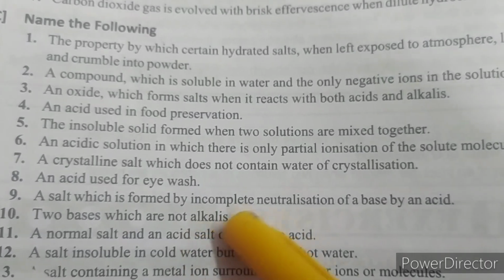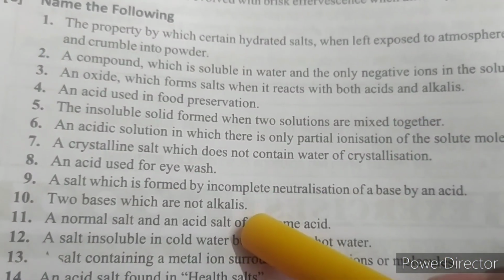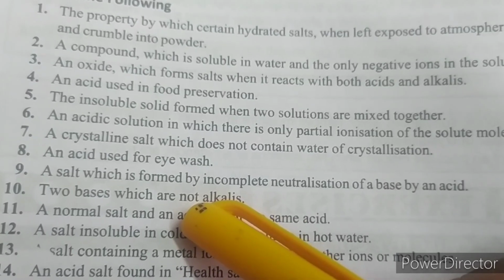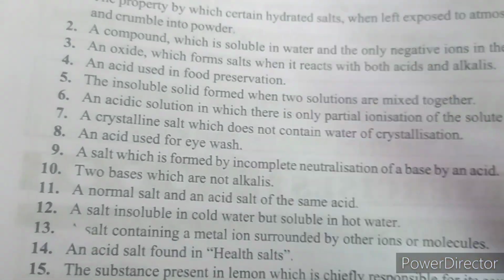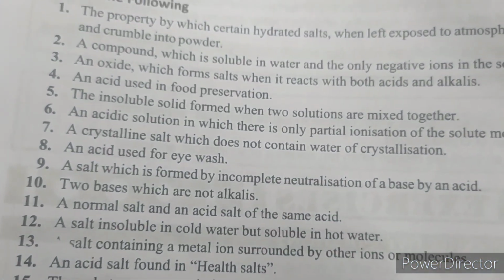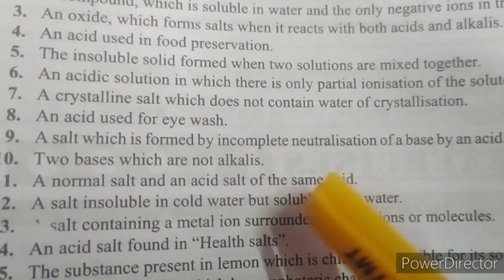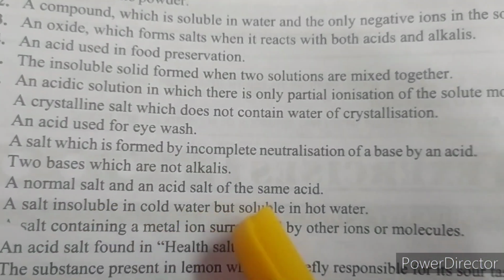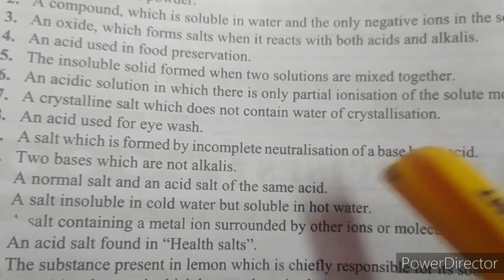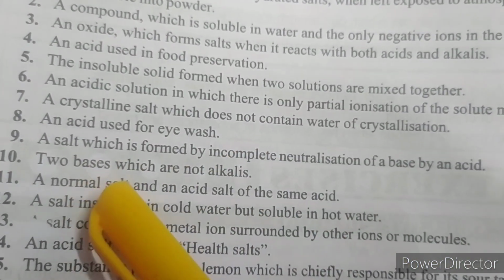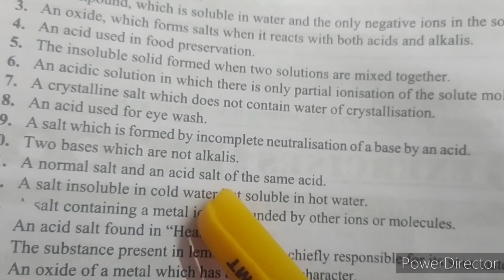Two bases which are not alkalis, you can write any two bases which are not soluble in water. You can write calcium hydroxide or lead hydroxide, that is, lead oxide and calcium oxide, because they are not soluble in water. A normal salt and an acidic salt of the same acid, that is, you can write sodium sulfate and sodium bisulfate. Sodium sulfate is normal and sodium bisulfate is an acidic salt.